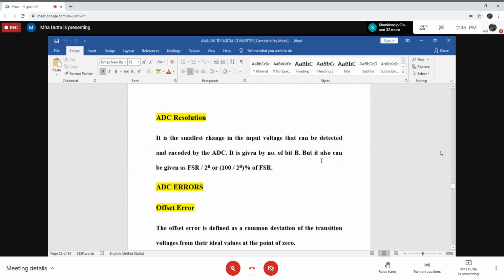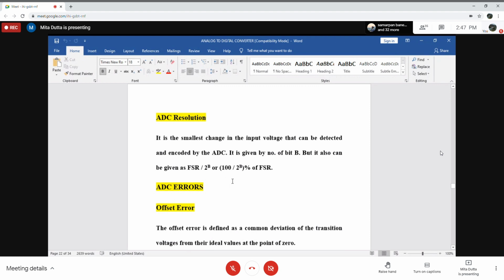Now ADC resolution, just like in case of DAC, it will be 1 by 2 to the power N, or in terms of voltage, it will be FSR by 2 to the power B, where B is the number of bits, and FSR is the full scale range of the ADC. And in percentage, if we multiply this by 100, then we get percentage resolution.